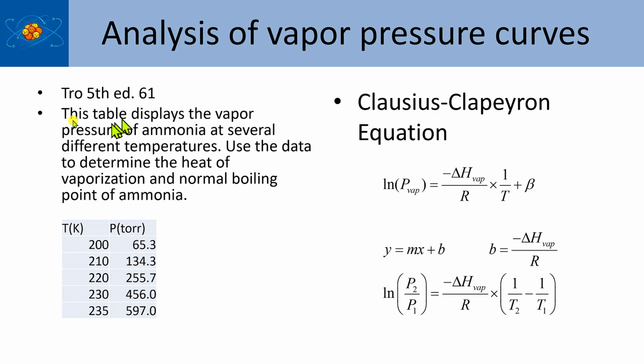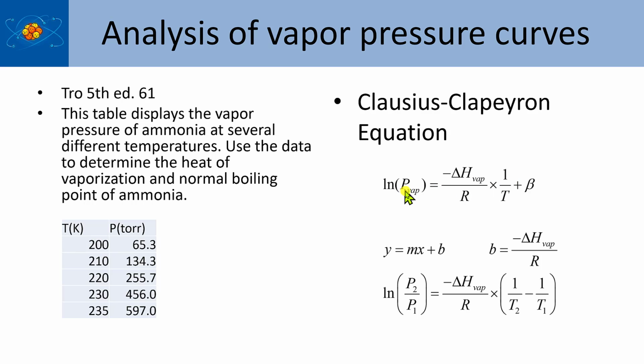This is number 61. It says, this table displays the vapor pressure of ammonia at several different temperatures. Use the data to determine the heat of vaporization and normal boiling point of ammonia. So there's an equation called the Clausius-Clapeyron equation. And it's actually a variation of an equation developed by somebody called Van 't Hoff. And so in this equation, what they determined was that if you take the log of the vapor pressure and then you graph it as a function of temperature.